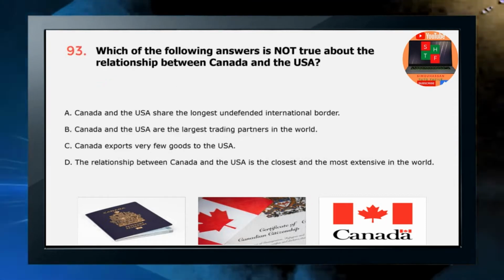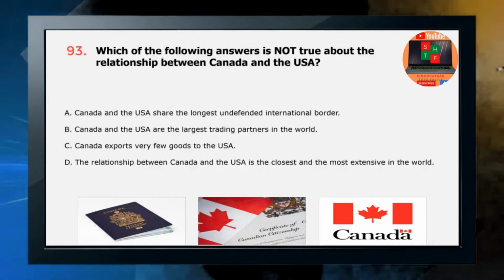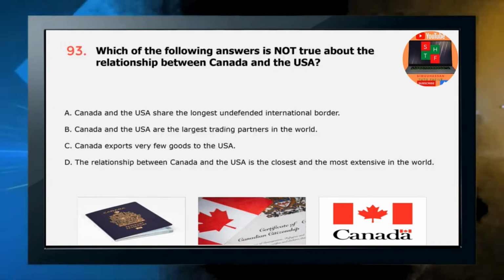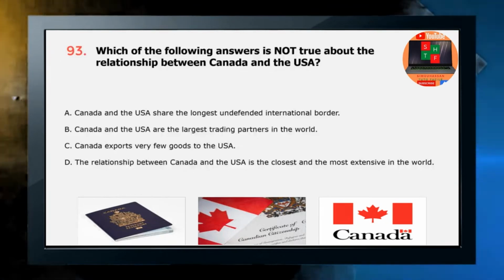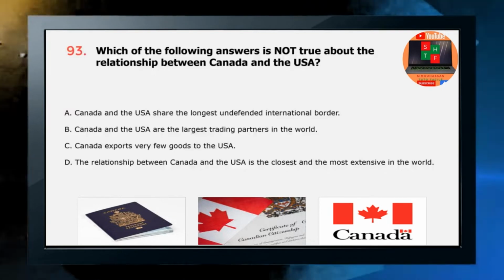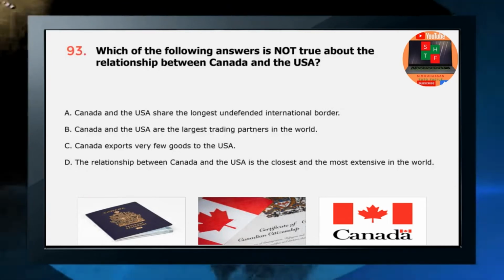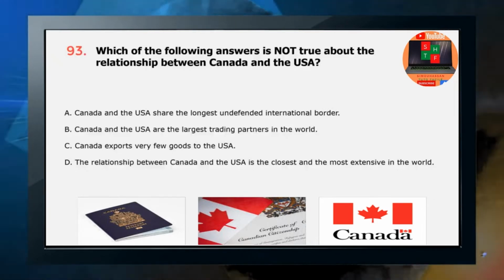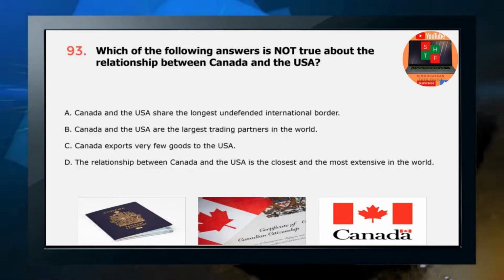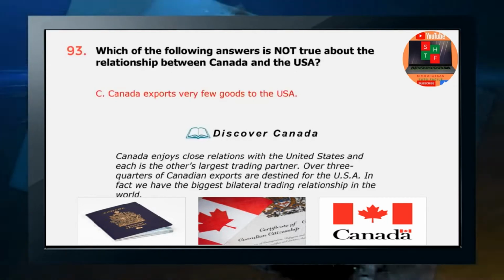Question 93. Which of the following answers is not true about the relationship between Canada and the USA? A. Canada and the USA share the longest undefended international border. B. Canada and the USA are the largest trading partners in the world. C. Canada exports very few goods to the USA. D. The relationship between Canada and the USA is the closest and the most extensive in the world. The answer is C. Canada exports very few goods to the USA.